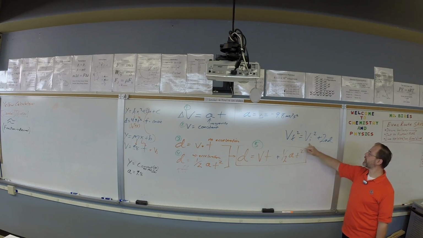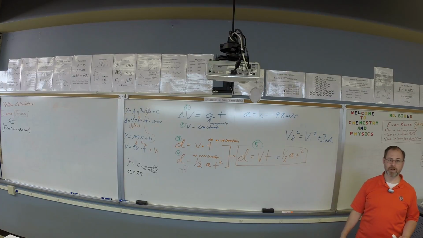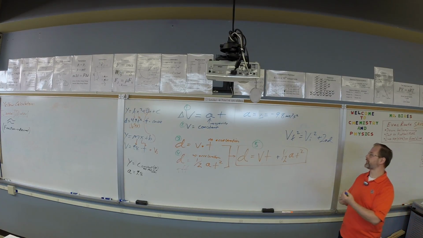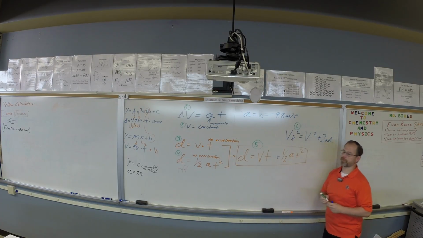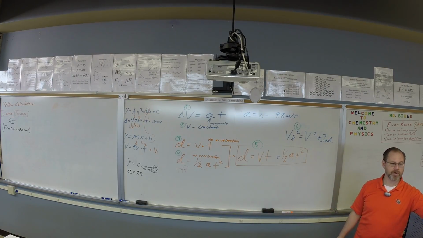The square of an initial velocity plus 2AD will give you the square of the final velocity. Notice there is no time in this sixth formula. That is the formula you can use if you don't have time. You never need to use this formula, but it's a fun little shortcut.